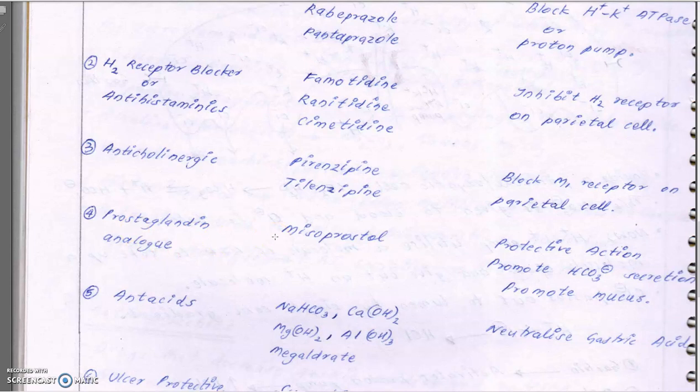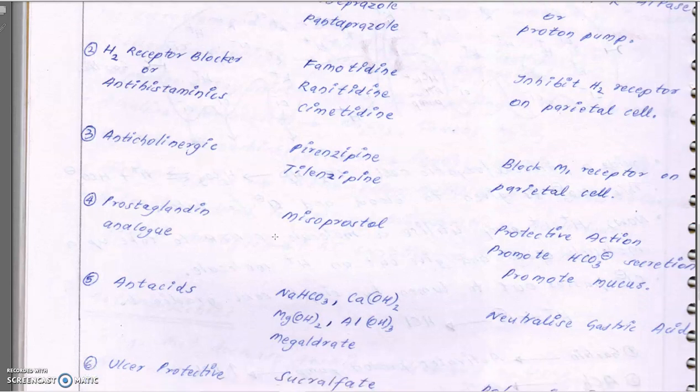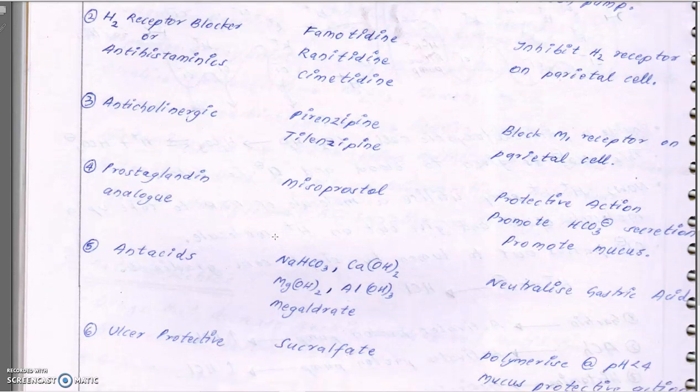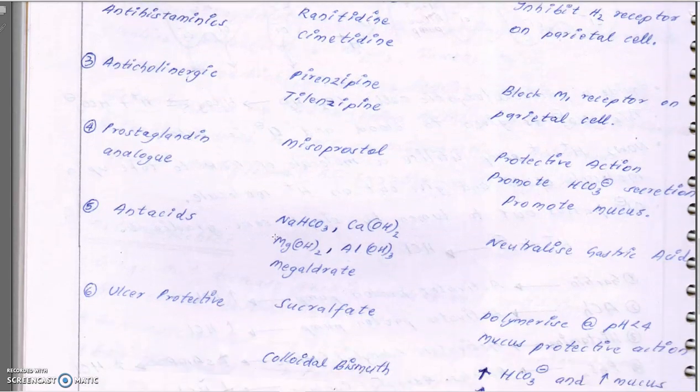Also, it promotes HCO3 secretion. That means it will be acting on the mucosal layer. So, acidity will be decreased. Also, it promotes mucus and has a protective action. Now, the basic antacids. Antacids are sodium bicarbonate, calcium hydroxide, magnesium hydroxide or the so-called MOM, aluminum hydroxide, and magaldrate. They neutralize the gastric acid. They'll be neutralizing through an acid-base reaction.